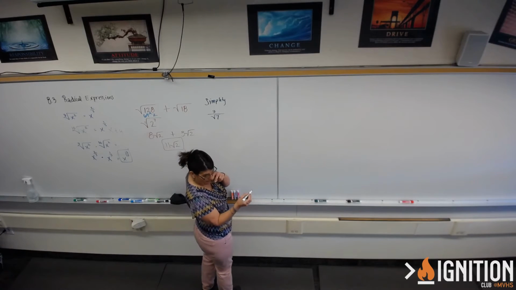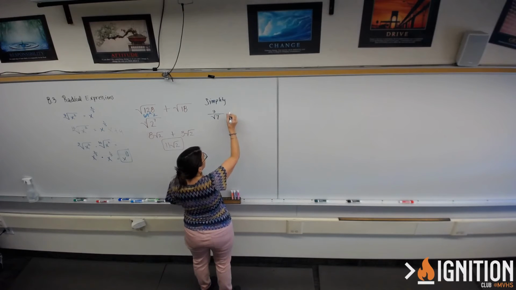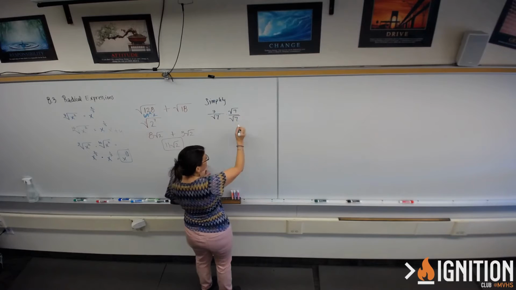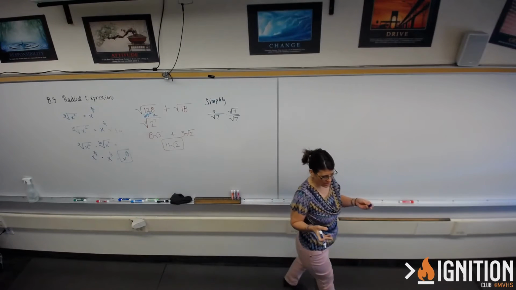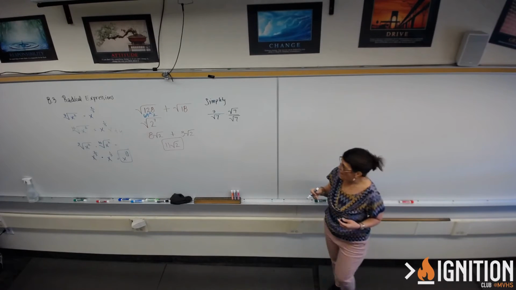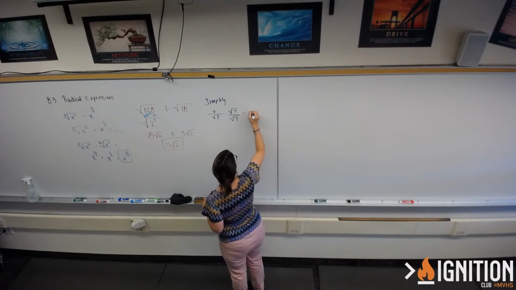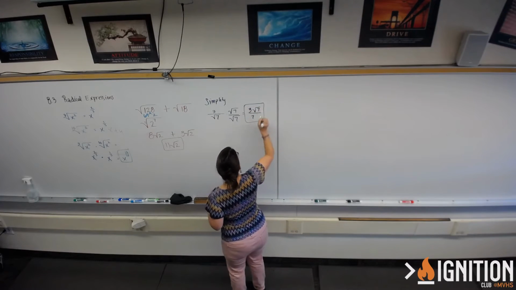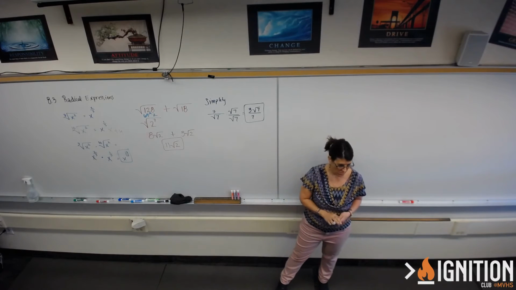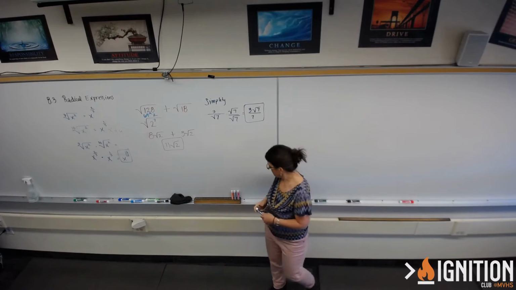How'd you get that, Amit? You multiply the numerator and denominator by root 7. What is root 7 over root 7? 1. Is that allowed? Yeah, absolutely. So you get 3 root 7 over 7. Okay.